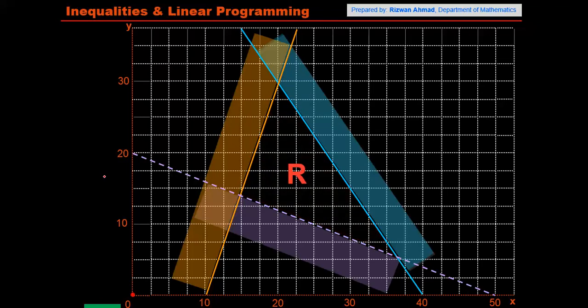The same thing: first we will find the equations of these three lines and then we'll put the suitable less than or greater than symbol in that. So let's start this.